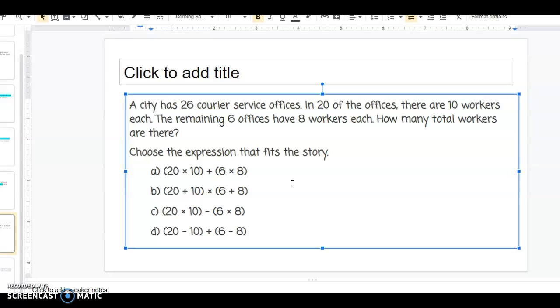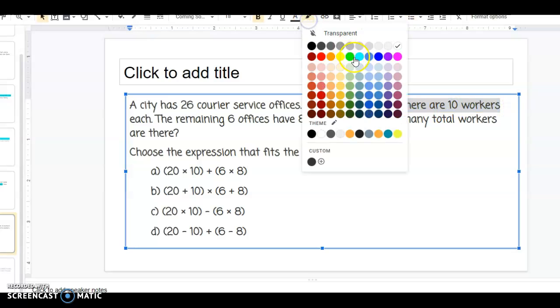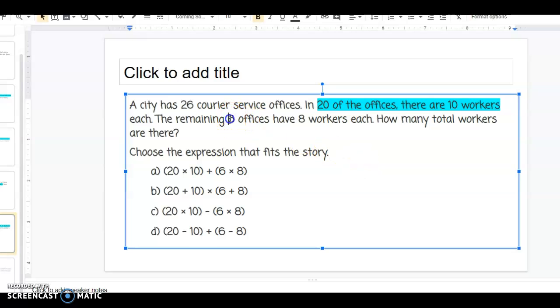All right, so now after you've solved it, let's look at our important information. We know that there's 26 offices total. Okay, that doesn't ask me how many total offices they have. I need to know how many workers there are total, and there's not the same amount in every single office. If there were, that would be one quick one-step equation, pretty easy. But this is not the same. So I know that in 20 offices, there are 10 workers in each office. And then I know in the remaining 6, they each have 8 workers. So I'm going to look at both of those. How many total workers are there?